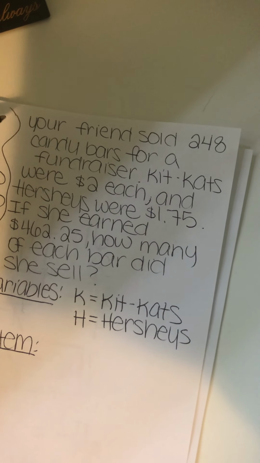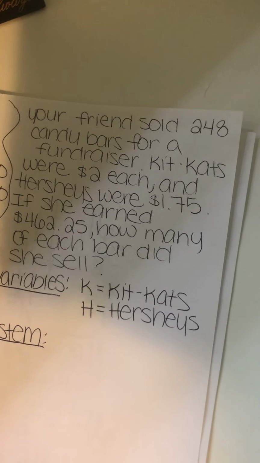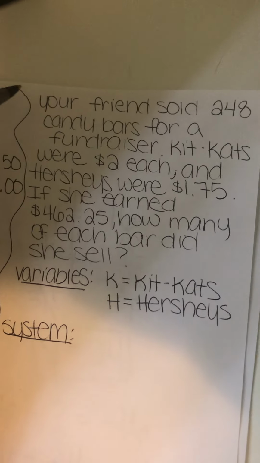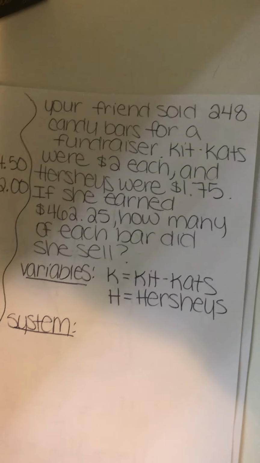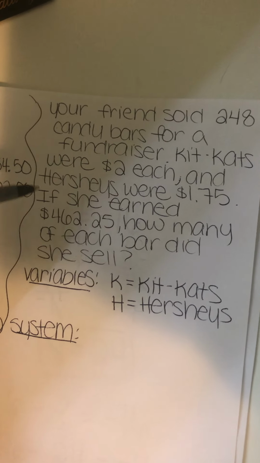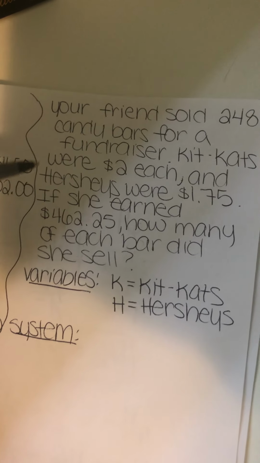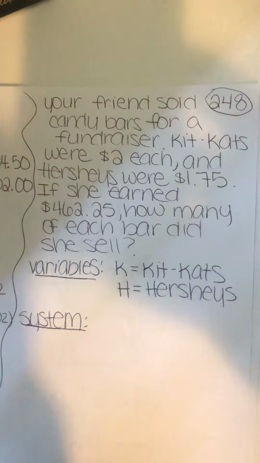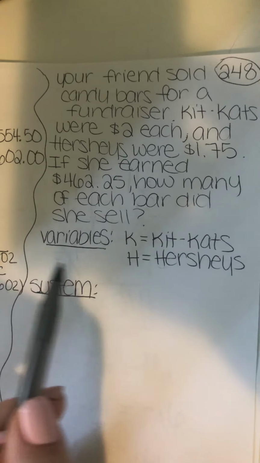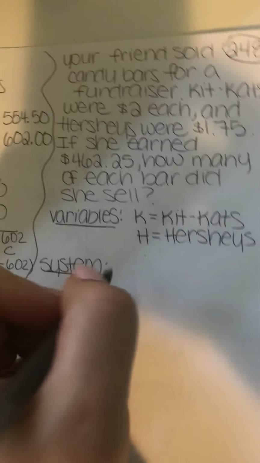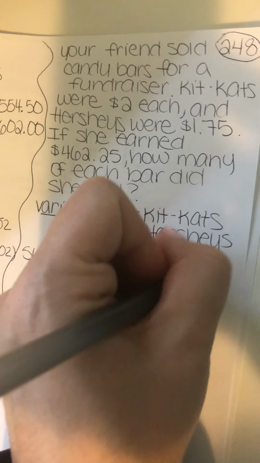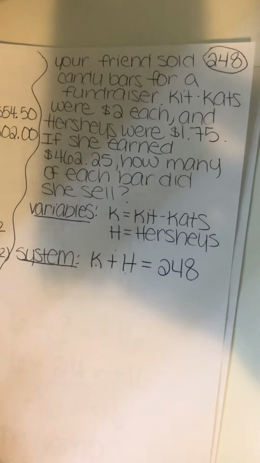So in this one, we only are talking about one friend. In our other problems, we had 2 different families. We had, I'm trying to think, 2 different stores, right? But we only have one friend this time. So we have to remember, how can I write this system? Well, one equation could be about the amount of candy bars, and then the other equation could be about the cost. So I know that she sold a total of 248 candy bars, and I know that she sold Kit Kats and Hershey's. So I'm going to write K plus H for a total of 248. Some Kit Kats, some Hershey bars for a total of 248.